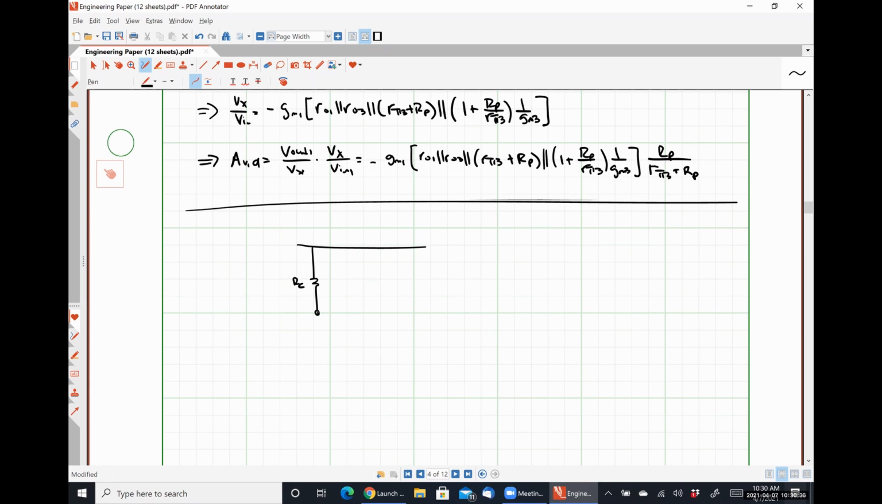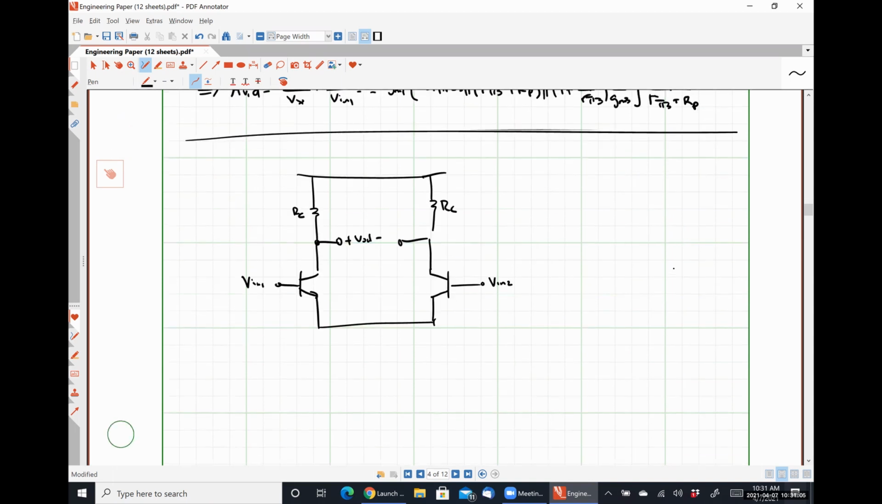RC, plus VOD minus RC, Q2. All right, so let's talk about two quick cases here. So this is our basic circuit.